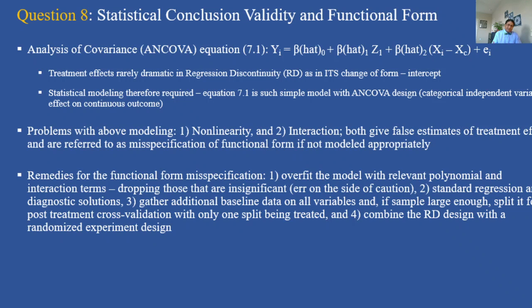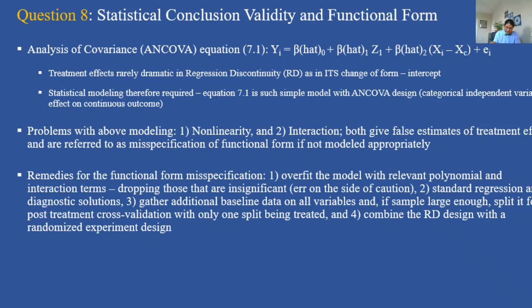So what are the remedies for these two problems that may occur in the modeling? These two problems that we saw, non-linearity and interactions, are essentially issues related to modeling function more than anything else. It is not to do with the study, but rather the modeling. So apart from diligent diagnosis of these issues, there are four solutions suggested by the book that can be undertaken. First is overfit the model with polynomial and interaction terms, dropping those that are insignificant, but keeping those that are on the cusp of significance.